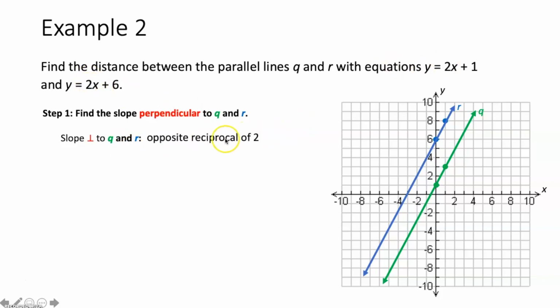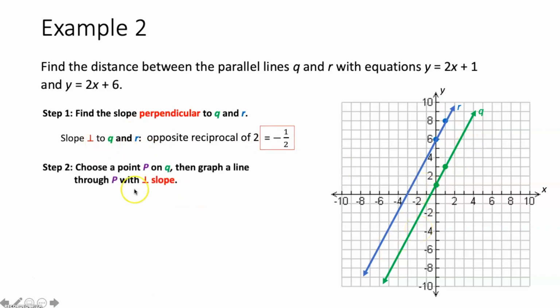So what is the opposite reciprocal of 2? Well, opposite means you change the sign, so instead of being positive, it's going to be negative. And reciprocal means you flip the fraction, so instead of being 2 over 1, it's going to be 1 over 2. So the opposite reciprocal of 2 is -1/2. So that would be the perpendicular slope to these 2 lines.